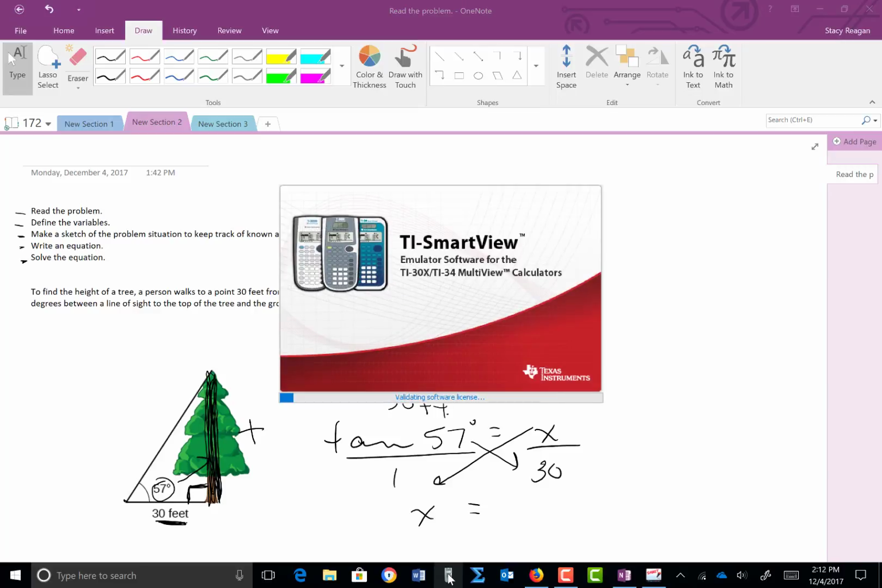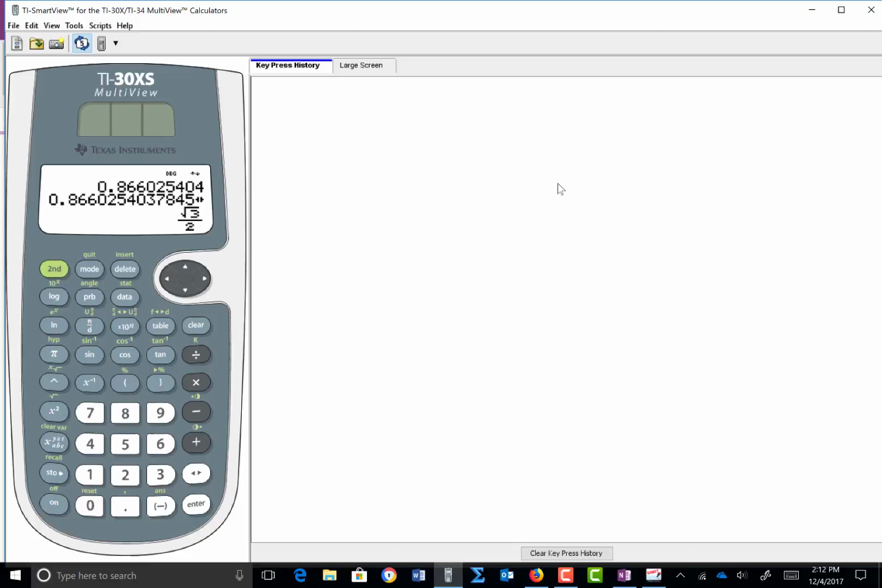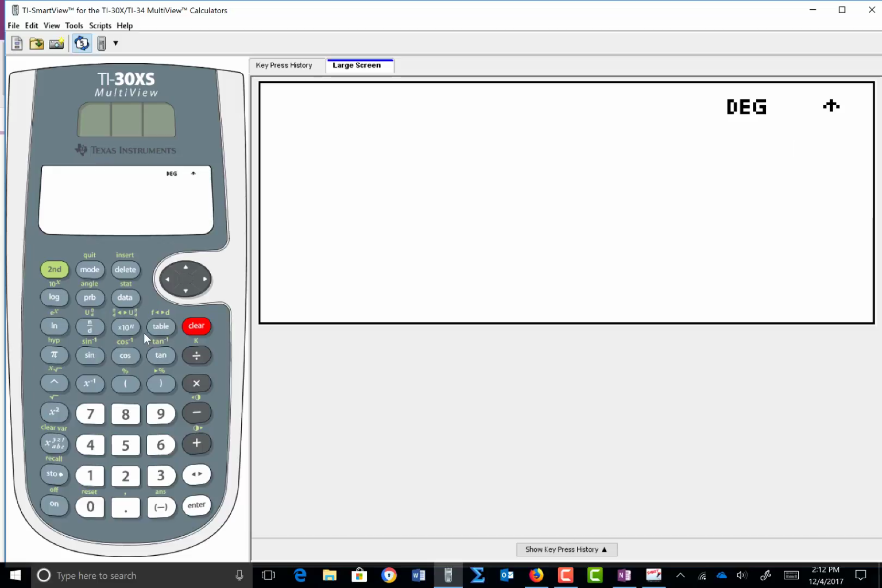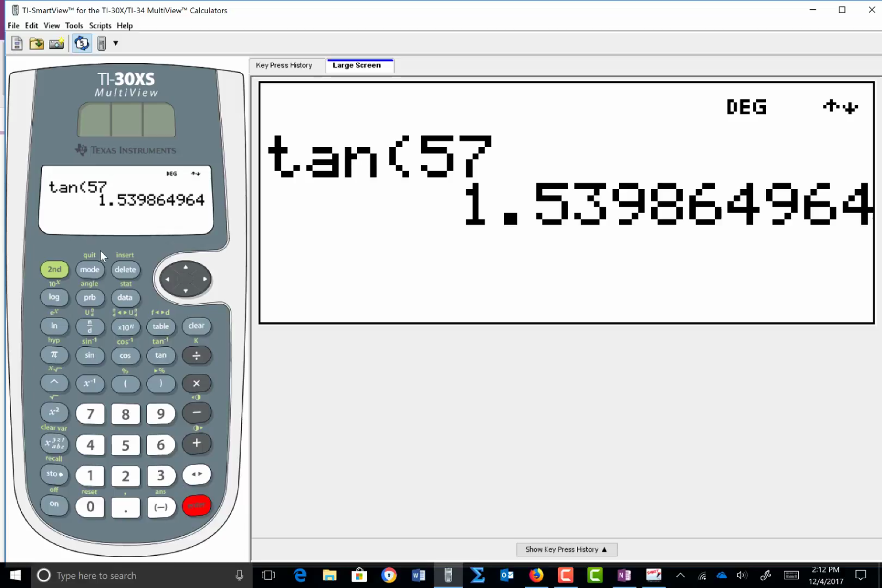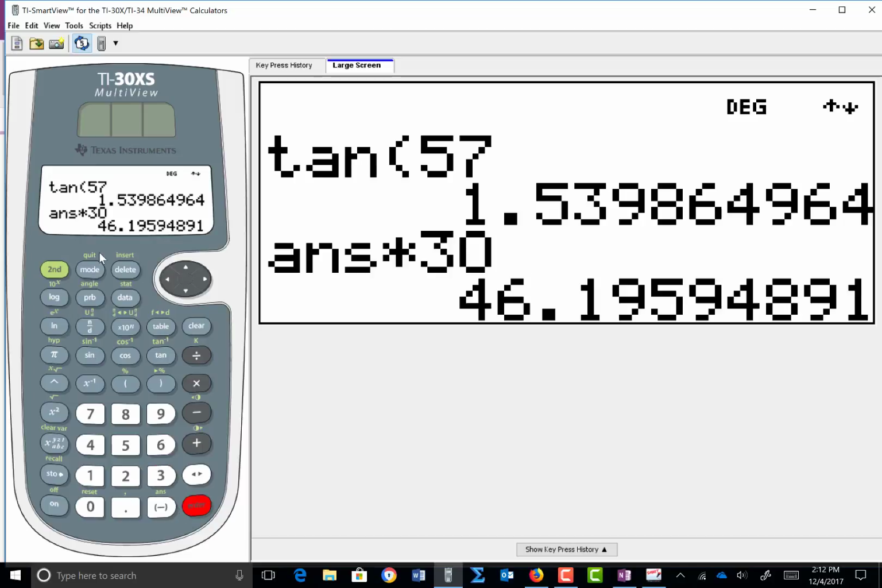And it's degrees, so you want to make sure that your calculator is in the degree mode. So I'm just going to pull up my TI 30, and it says that it's in degree mode up here at the top. So I'm going to hit tangent of 57 degrees. I'm going to hit enter, times 30. I'm going to hit enter. And it says 46.2 if I round.